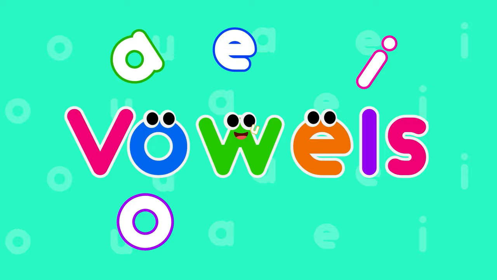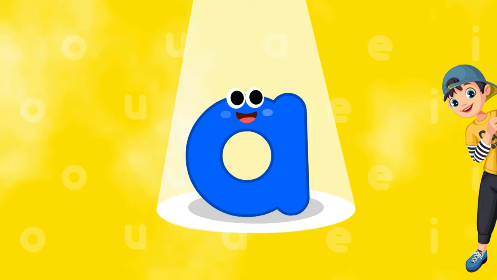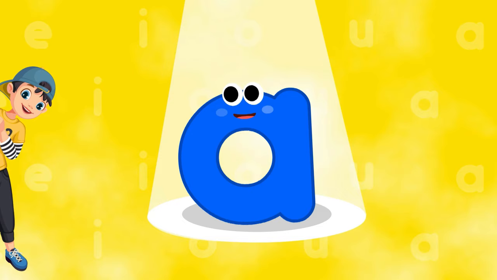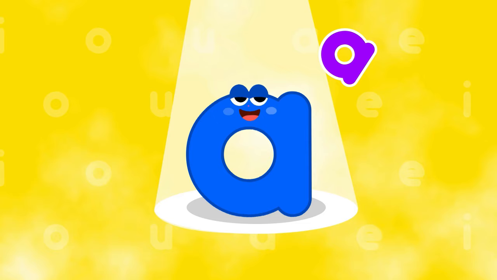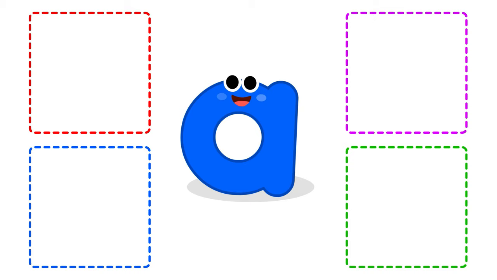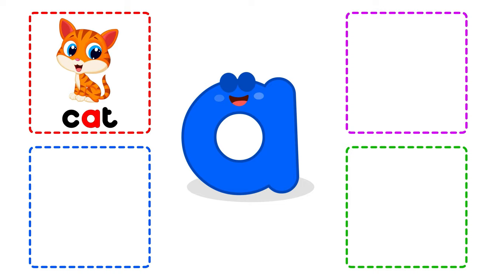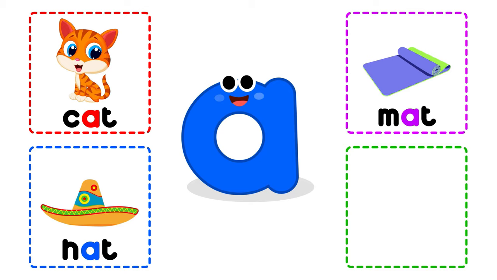Hi toddlers, today we will do vowels. I'm A. I am A. I can say A, A, A. Cat. Mat. Hat. Bat.